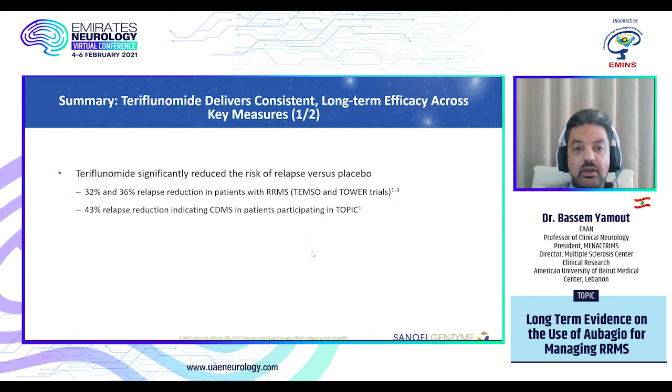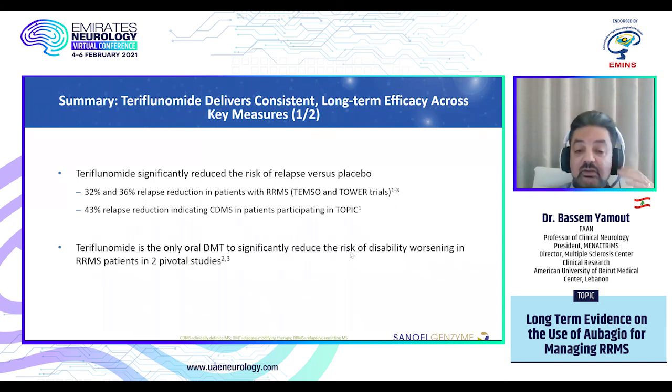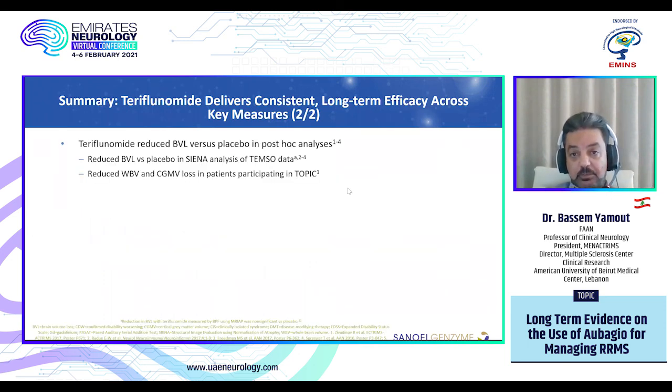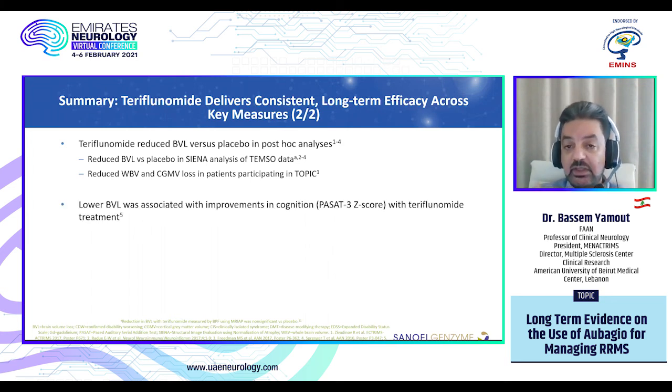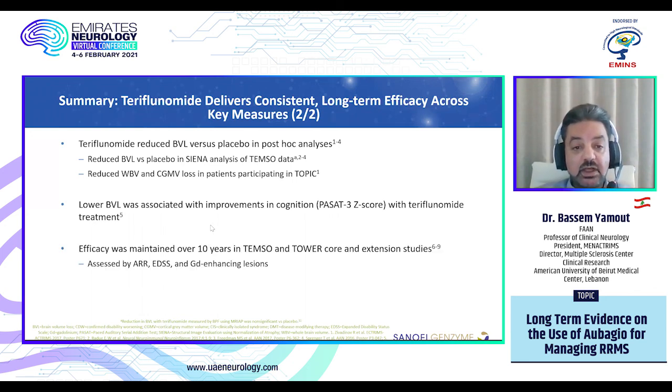So in summary, teriflunomide significantly reduced the risk of relapses versus placebo, as we saw 32 and 36% in the TEMSO and TOWER, and around 43% in the TOPIC. Teriflunomide is the only oral DMT to significantly reduce the risk of disability worsening in RRMS patients in 2 pivotal studies, the only one that consistently showed this effect in both studies. Finally, teriflunomide has an effect on the brain volume loss. It decreases the brain volume loss by around 30% in the original trials. And it has an effect on cognition, improving cognition, and this effect is maintained even in the extension trials.